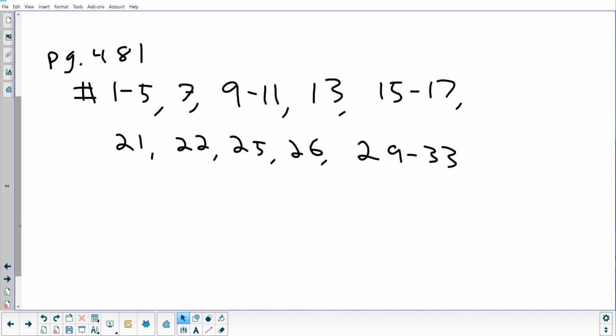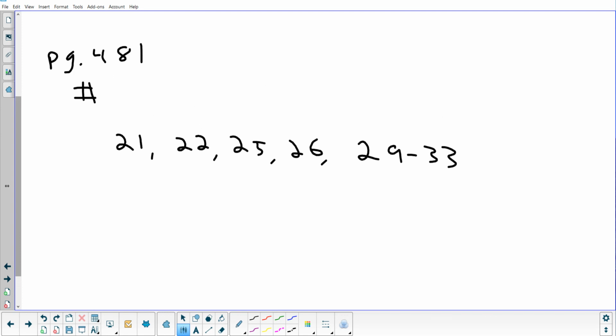All right, so for homework, 1 through 17 odd, and then 21, 22, 25, 26, and 29 to 33, that's also odd. So we'll take a look at that tomorrow, and then start 9.2, and we're going to do that one over 2 days.